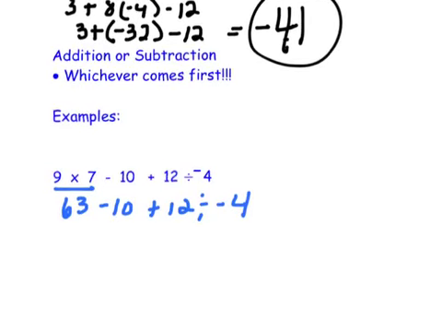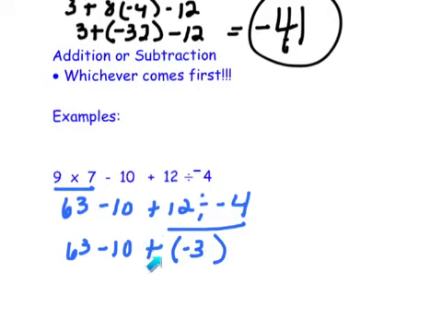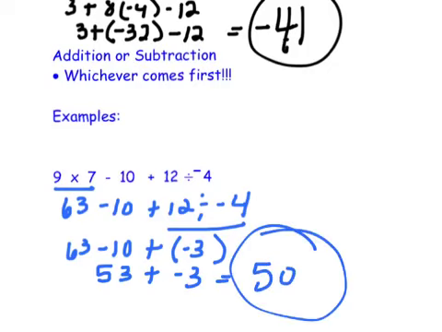Okay, what is my next step? My next step is I've got to do my division. So 12 divided by negative 4 is negative 3. Now, the A comes before the S in PEMDAS, but with addition and subtraction, it's whichever one comes first. You're going to do it from left to right when those are the only operations. 63 minus 10, what does that give you? 53. Plus negative 3 equals 50.